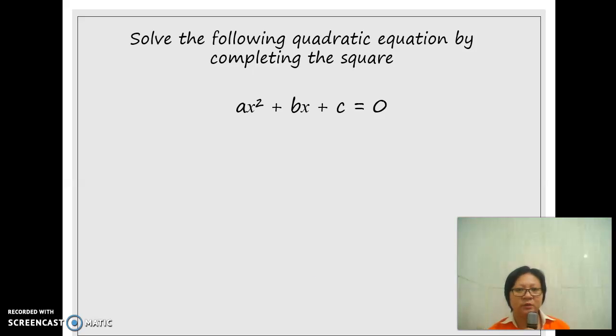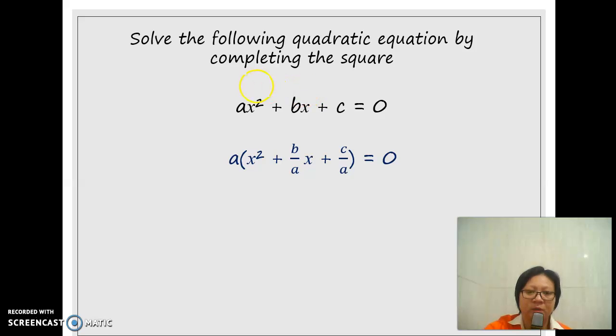How to derive the quadratic formula from the process of completing the square? Let's take a look at this example. I'm using the a, b, and c variables. And then I'm going to factor out the a because I need to use the coefficient of x squared equals 1. So I need to divide each term by a.